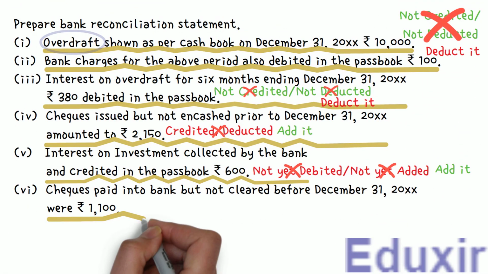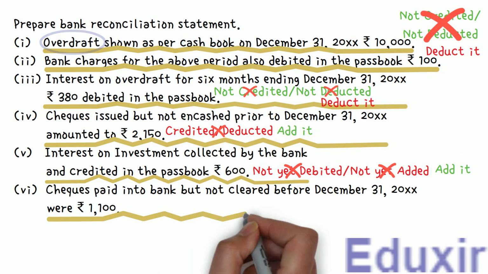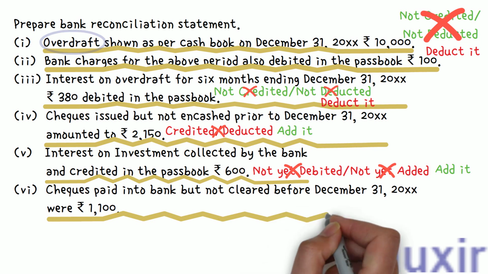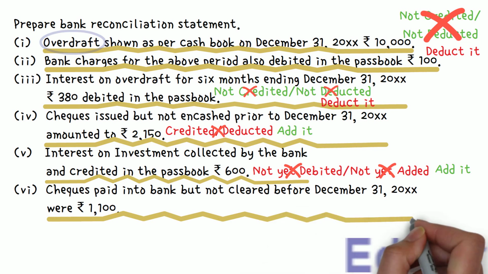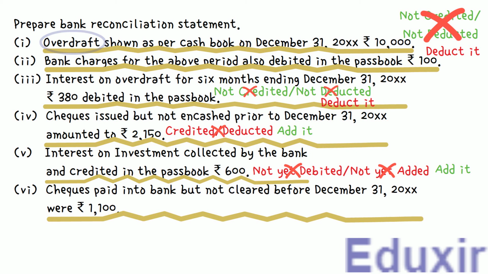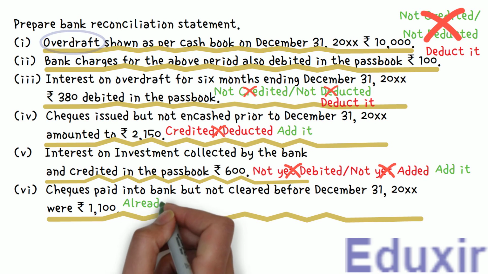Here it is specified that the checks for 1100 rupees were paid into the bank, but these checks were not cleared by the time the bank statement is received by the firm. As you know, before paying these checks into the bank, the business debits these checks into the business cash book.